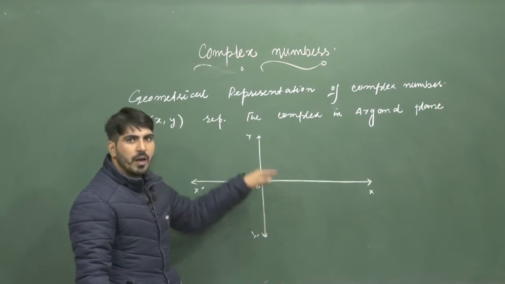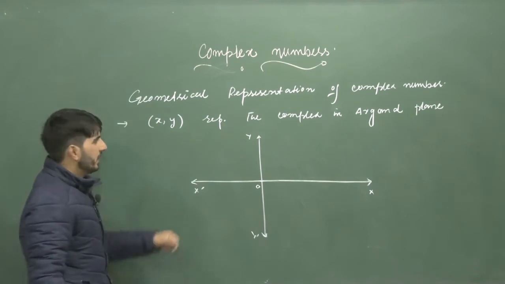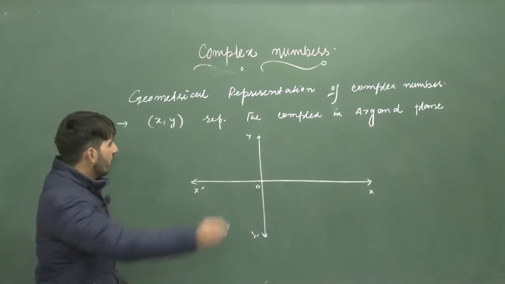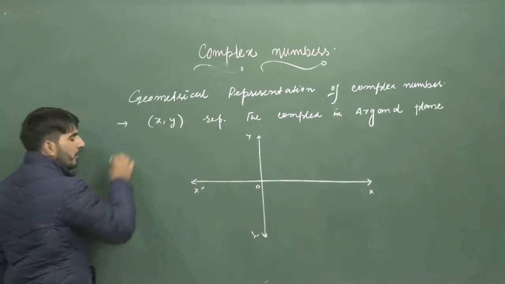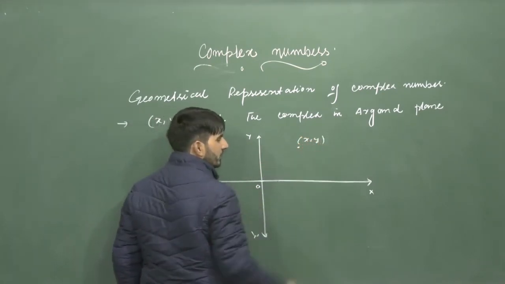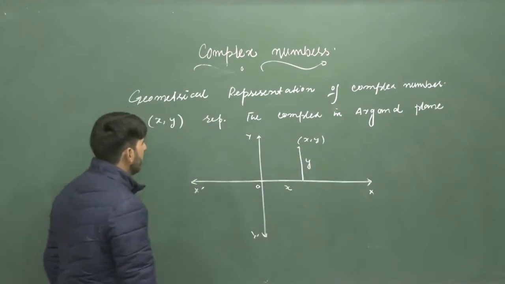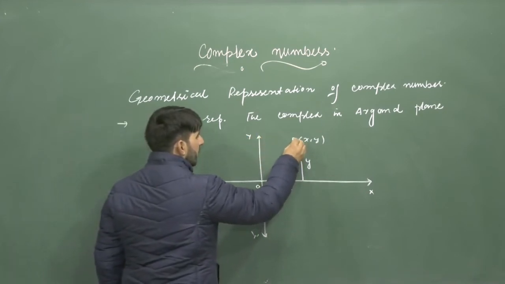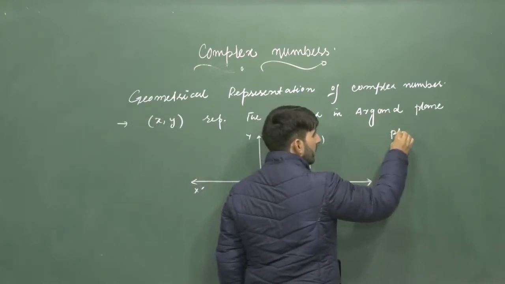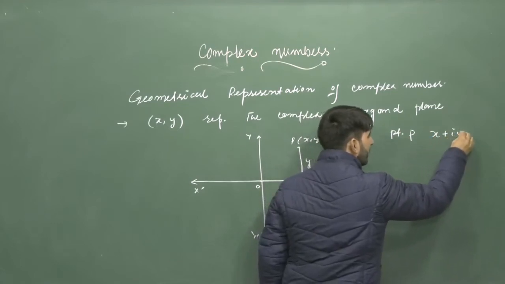Along the imaginary line, we are taking the imaginary numbers. For example, (x, y) represents a complex number in the Argand plane. If x and y are both positive, then it lies in the first quadrant. Say this point is (x, y), with this distance x and this distance y. Therefore, we can say this is the point P. Point P represents a complex number x plus iy.